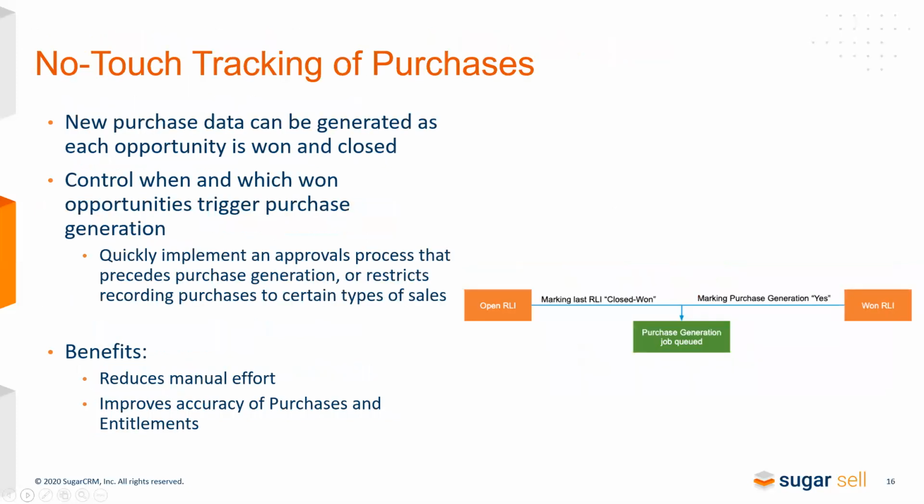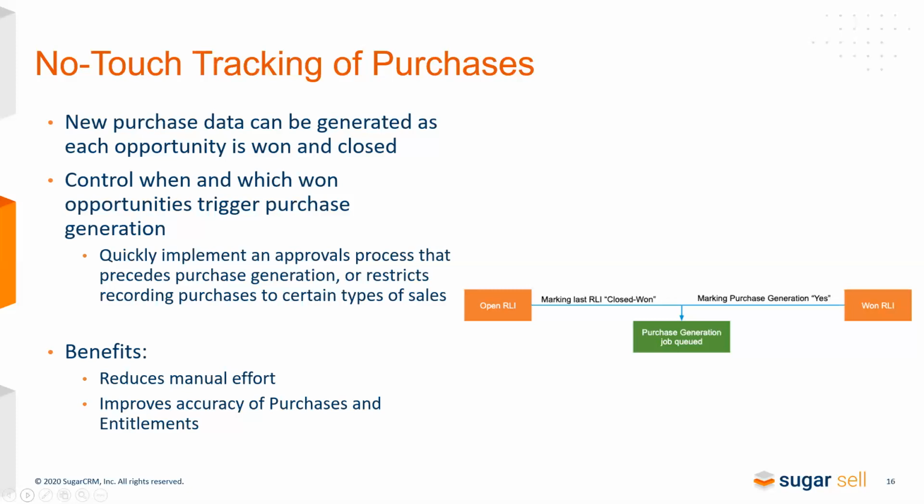Okay. And once you have the ability to record these purchases, then we can add a lot of automation into how we handle opportunities to make this truly no touch. So new purchases can be generated automatically when opportunities are won and closed. And we give you control as to how that action behaves. So you can define, for example, an approval process that precedes the automatic generation of purchases, or you can restrict recording purchases to only certain kinds of sales.